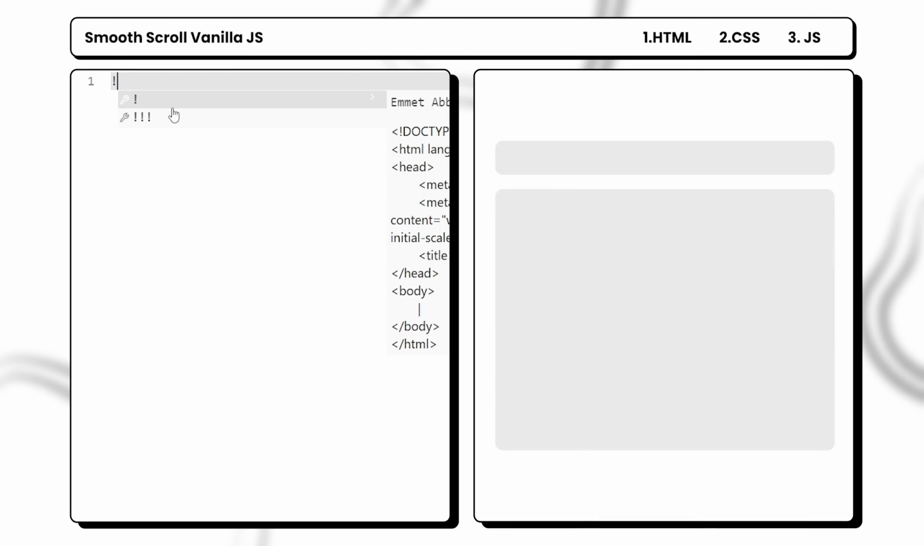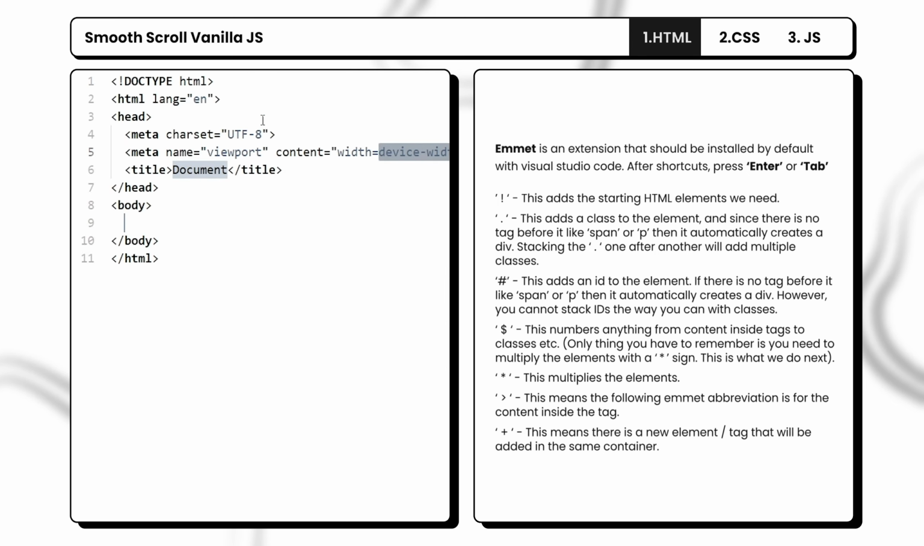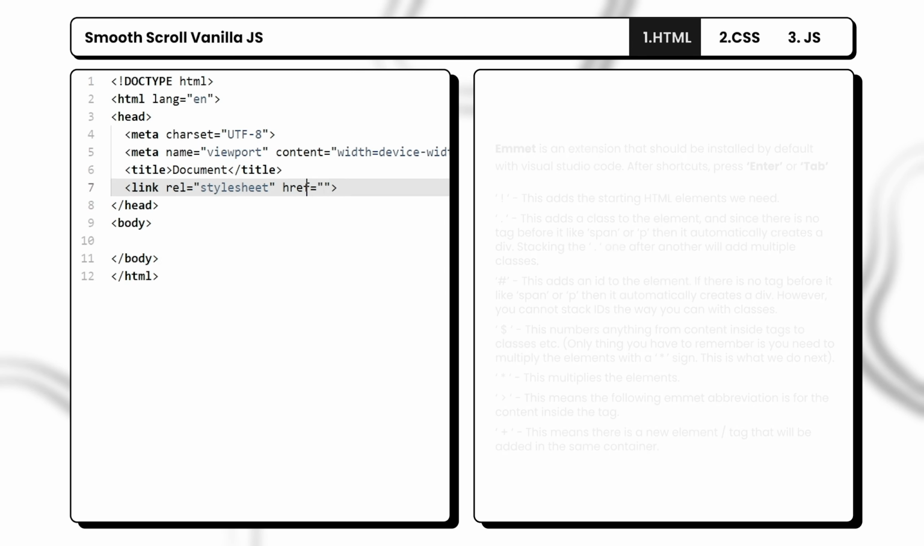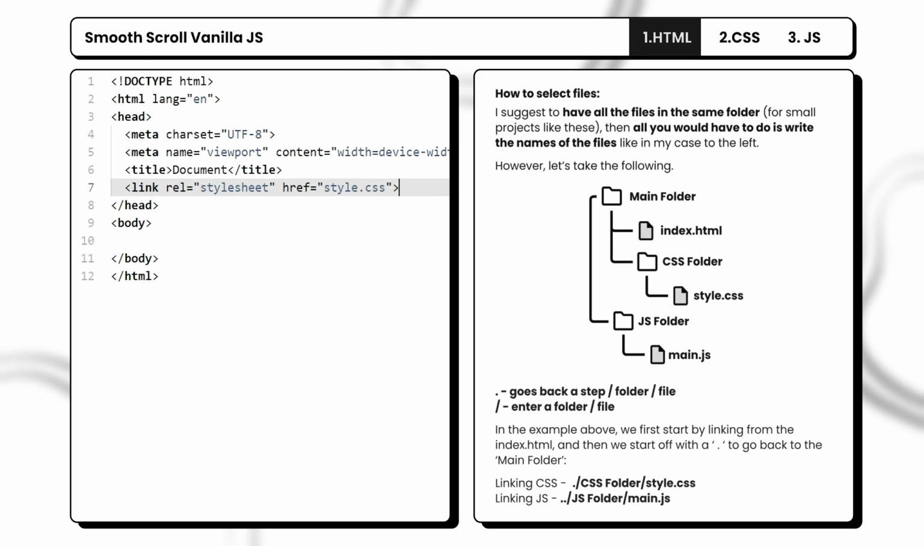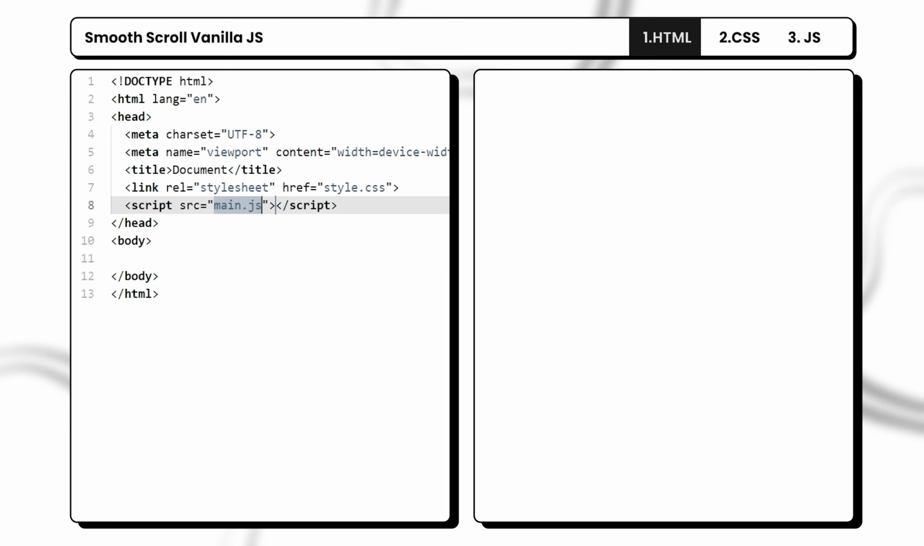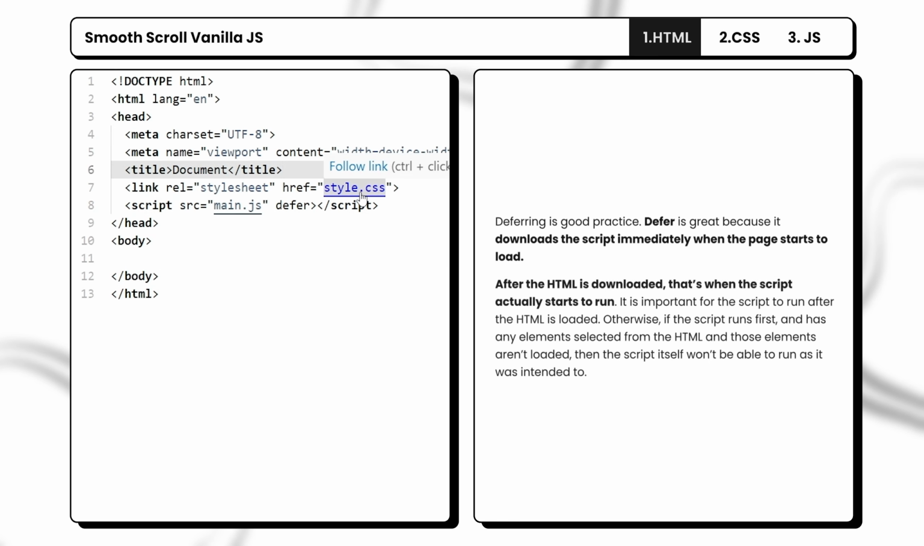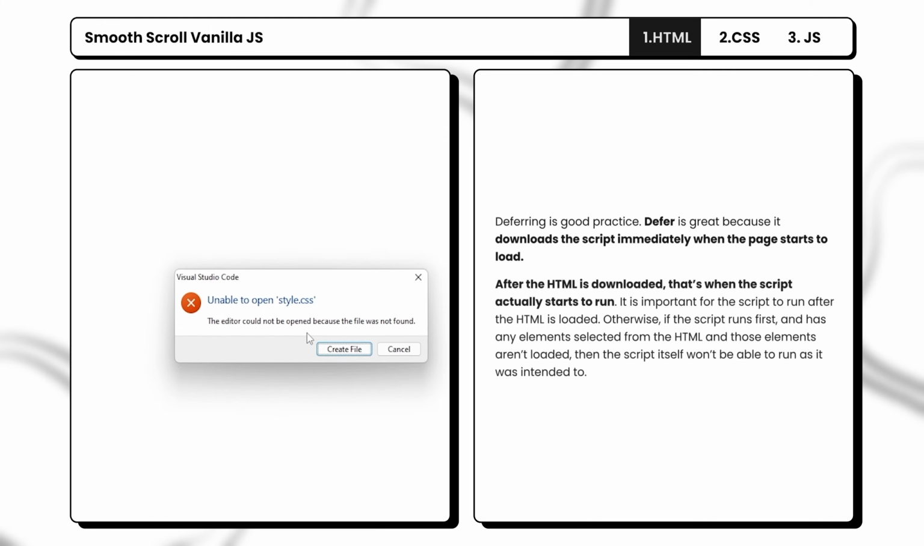So we will start off with an abbreviation which will add the basic HTML elements for our site, and then we will link our style sheet and our script. Remember to add a defer to our script, and what I do next is create the files by control and clicking, which is a shortcut in Visual Studio Code.